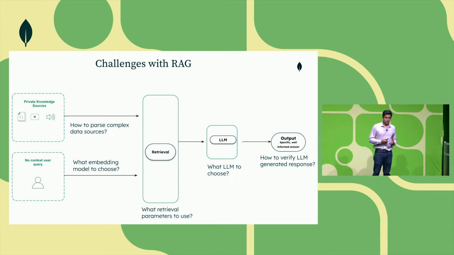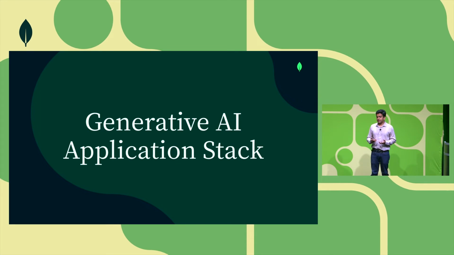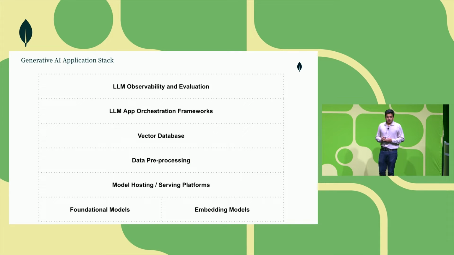So with all these challenges is how we think from a product perspective about putting together the stack for you. So introducing the MongoDB Generative AI stack. This stack constitutes broadly 6 categories. From the very bottom, we start off with the AI models. AI models primarily are your foundational models, generative models, and your embedding models.